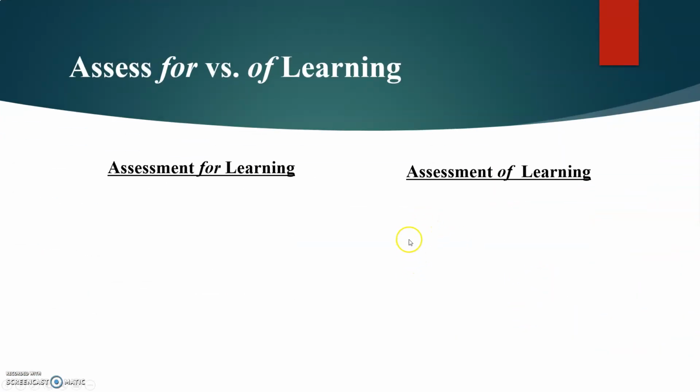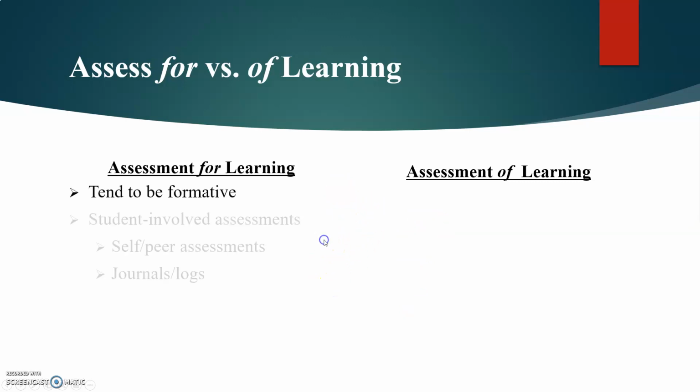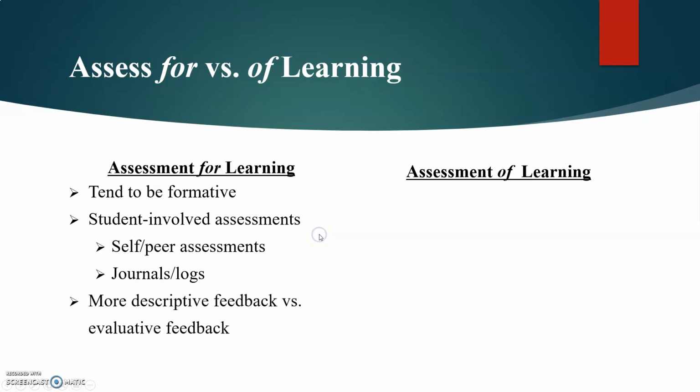Now we're on to assessment for learning versus assessment of learning. Now, assessment for learning tend to be more formative. They have student-involved assessments such as peer and self-assessments, journals, and logs. They tend to be more descriptive in terms of their feedback versus evaluative.